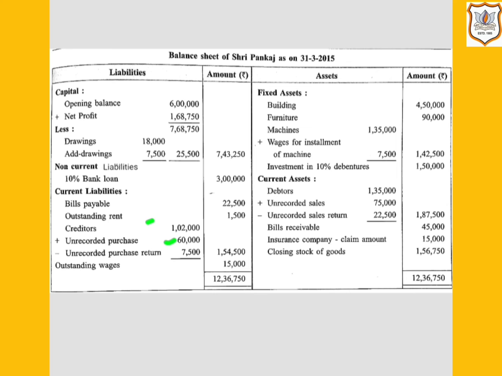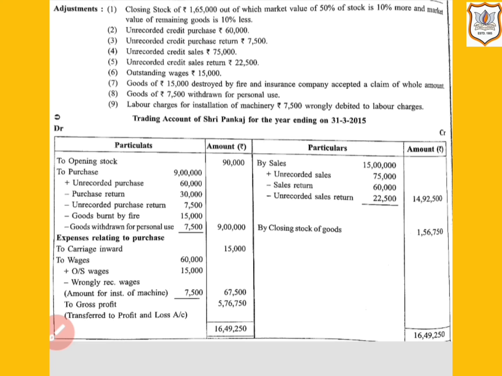Now the third adjustment is about unrecorded credit purchase return, amount is rupees 7,500. Since it is unrecorded credit purchase return, it will reduce the balance of creditors. Since we don't have to pay our creditors now, we are returning goods. So here we will deduct 7,500 from creditors, and by adding unrecorded credit purchase and deducting unrecorded credit purchase return, in the outer column we will get the final amount of creditor, that is 1,54,500.